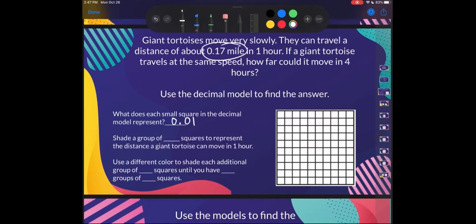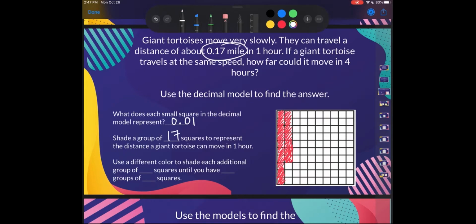Well, if it can move 1/1700ths miles in 1 hour, each one of these represents one hundredth. That would be 17 squares. So I'm going to take my color and do my 17 squares. I've got 1, 2, 3, 4, 5, 6, 7, 8, 9, 10. So each row is 10, so 17 would be this amount. That would be 1/1700ths. But that's 1 hour, and we're trying to find 4 hours.